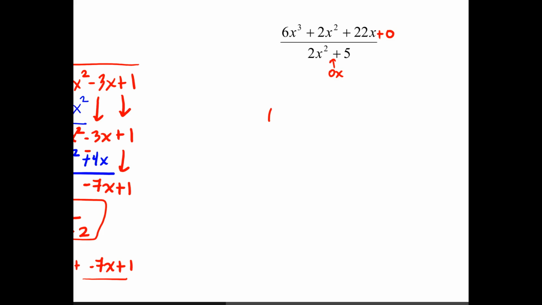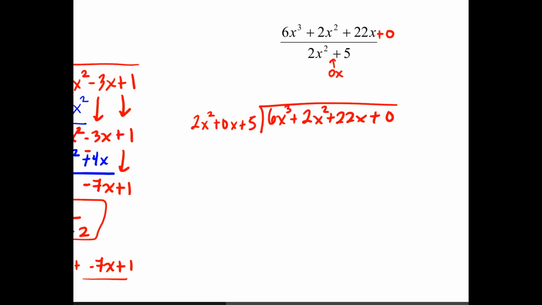Here we go. 6x cubed plus 2x squared plus 22x plus 0 divided by 2x squared plus 0x plus 5. Okay, start with just the first terms. So what times 2x squared would give me a 6x cubed? A 3x, good. Distribute that through, so 3x times 2x squared would give me 6x cubed. 3x times 0x, what would that give me? 0. I don't need that.